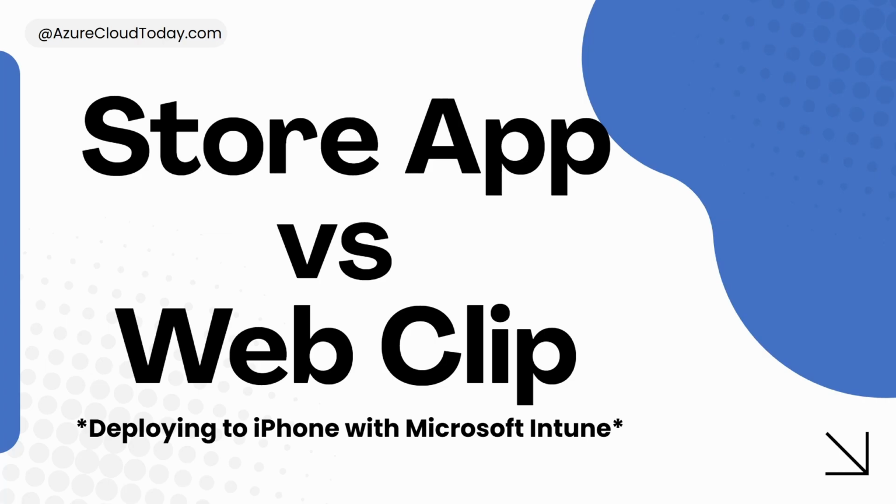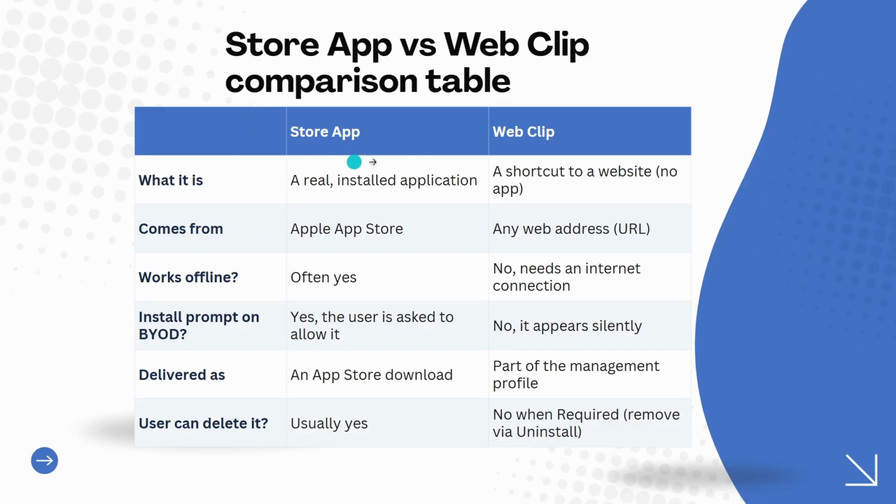Today, we are tackling a question that trips up a lot of people who are new to Intune, which is: what is the difference between deploying a store app and deploying a web clip, and which one should you actually use? A store app is a real application. When you deploy one, Intune reaches into Apple's App Store and the actual application downloads and installs on the iPhone, exactly like it would if you searched for it and tapped install yourself.